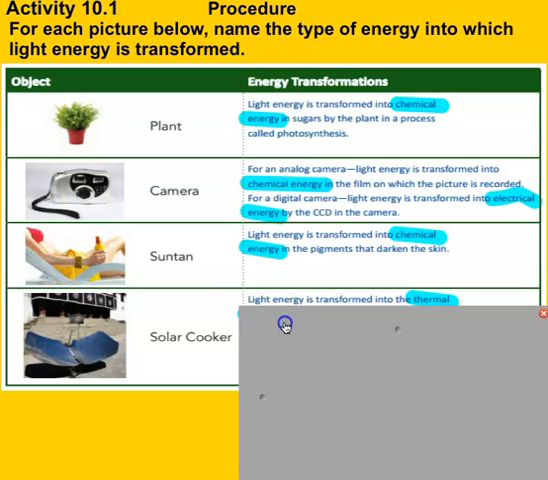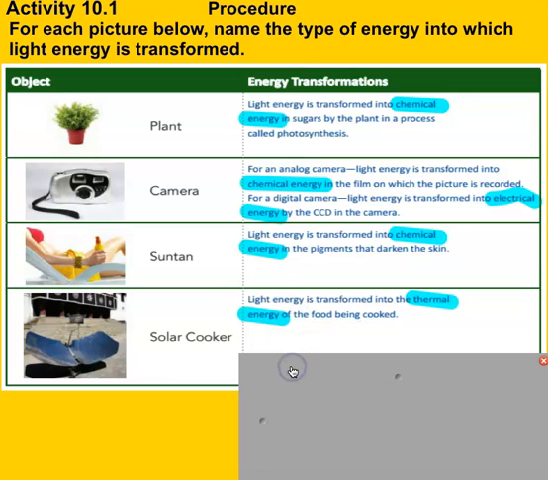How about a solar cooker? If you said thermal energy again, you are correct. Now that thermal energy could then convert into chemical energy if you're cooking things, if you're baking things. Potentially that could happen. So you can see that light energy can be transferred into different types of energy. Now we didn't have any kinetic energy here, but that would have been your radiometer. The light made the radiometer spin.